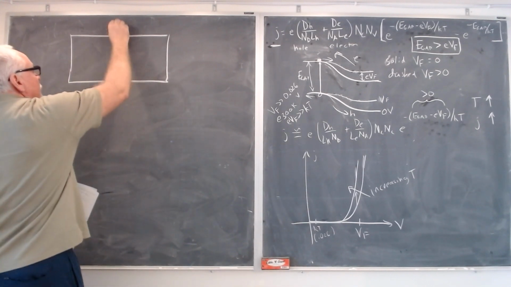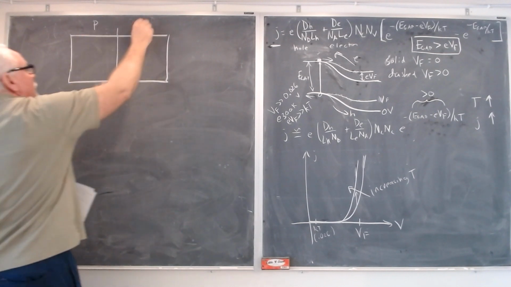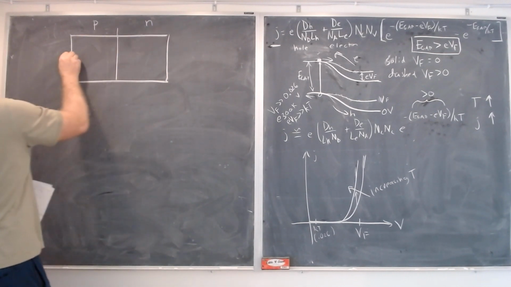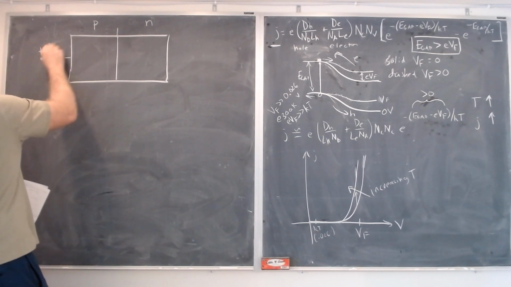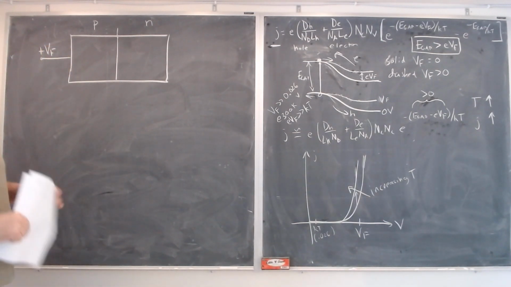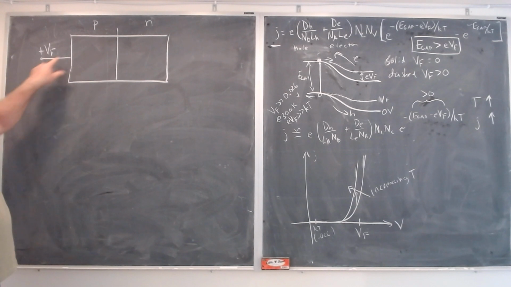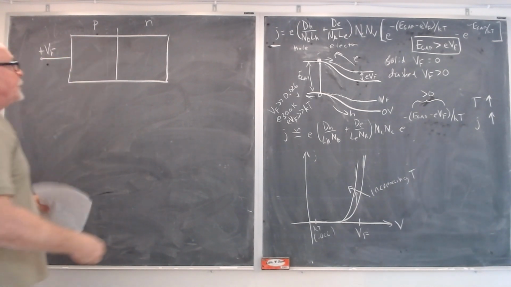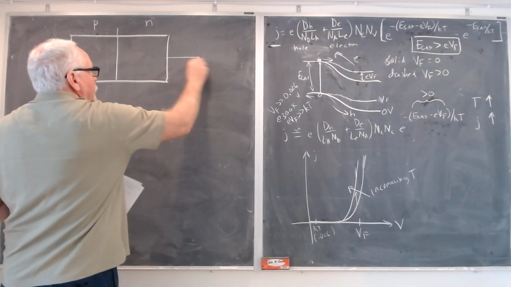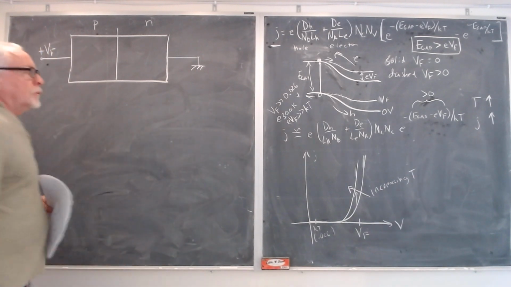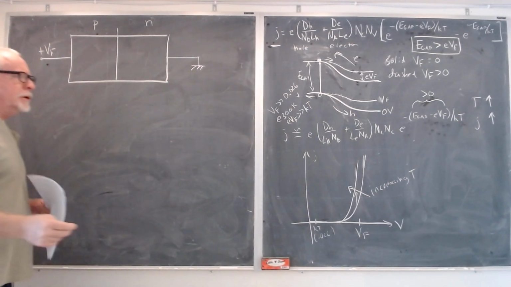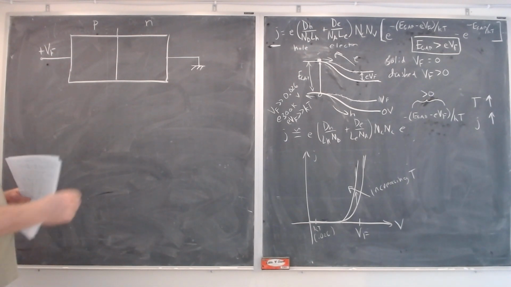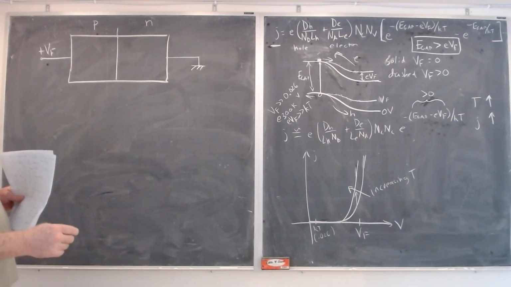And so this is p, and this is n. Let's forward bias it. Remember your mnemonic: forward bias is a positive voltage on the p side. This is ground, 0 volts. I don't know if I need to explain that.